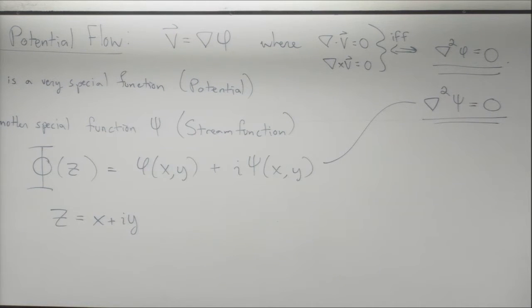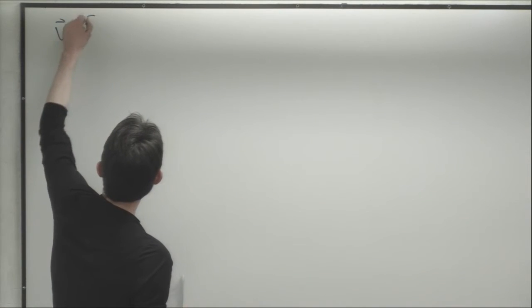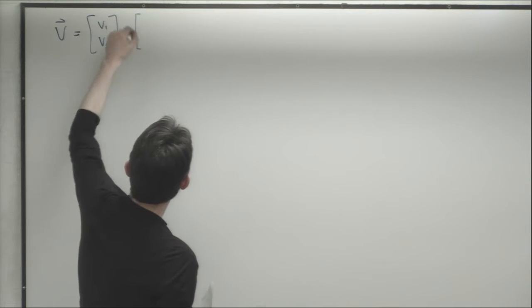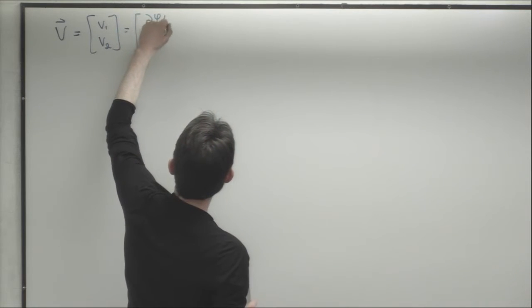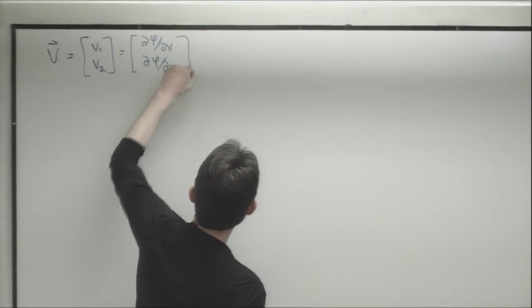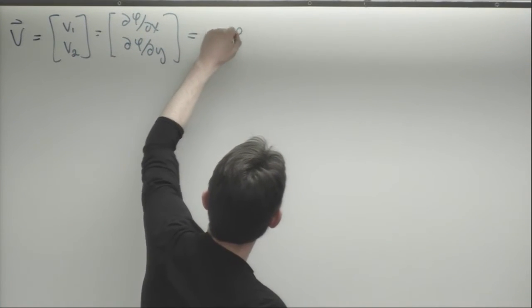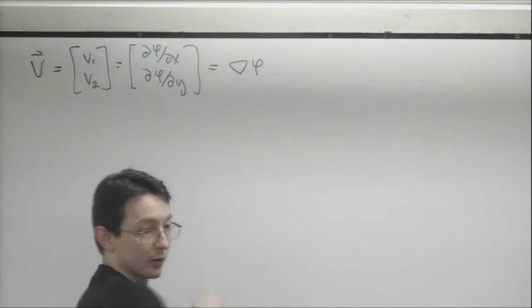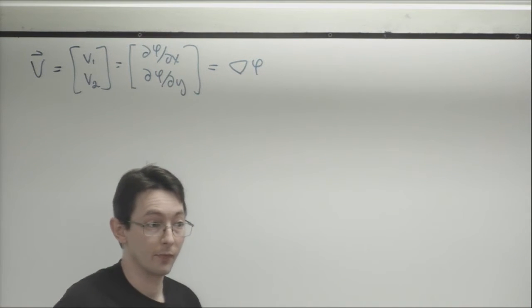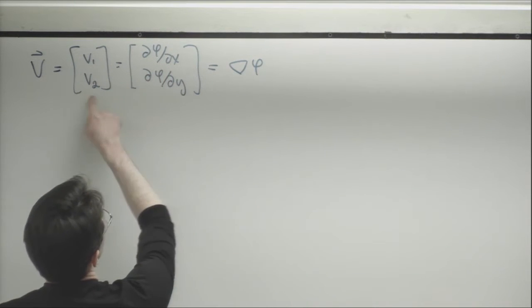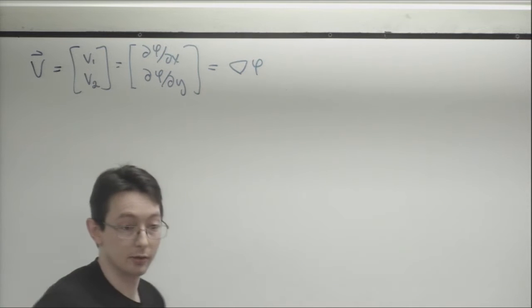And remember, our vector field v equals (v1, v2), and it equals (partial phi partial x, partial phi partial y), which is just the gradient of phi. Remember, our vector field is equal to the gradient of our potential, which means the x component is partial phi partial x, and the y component is partial phi partial y.